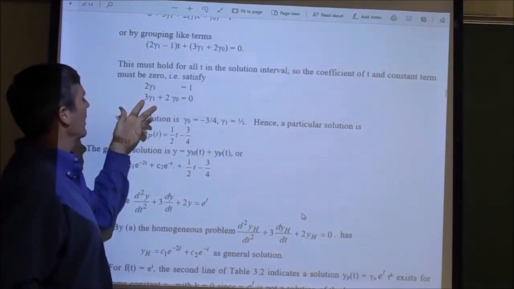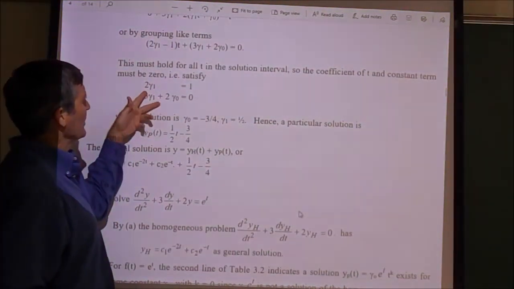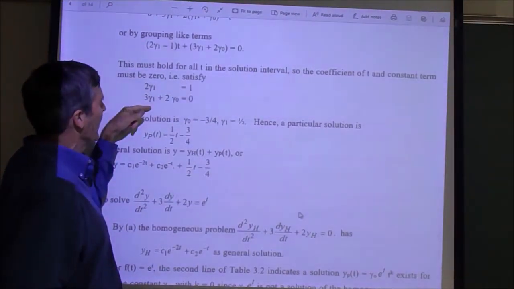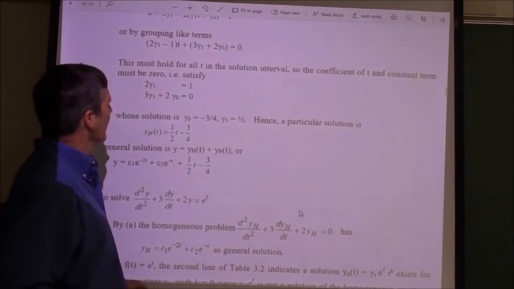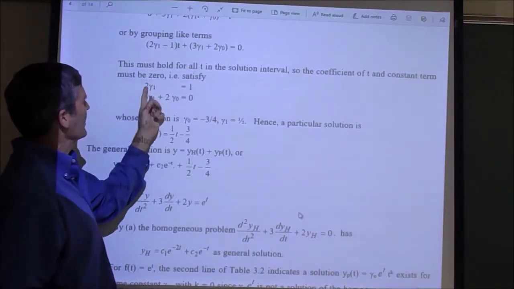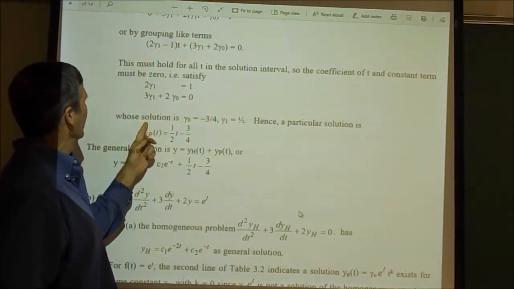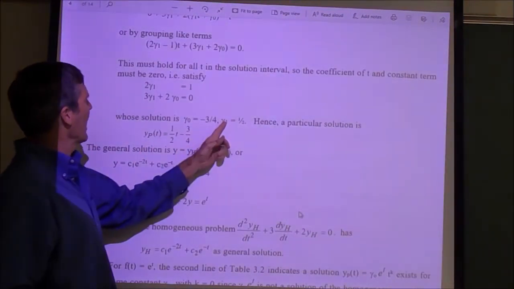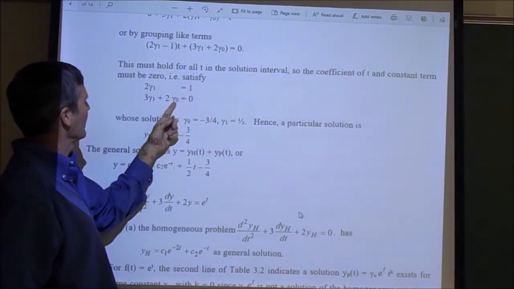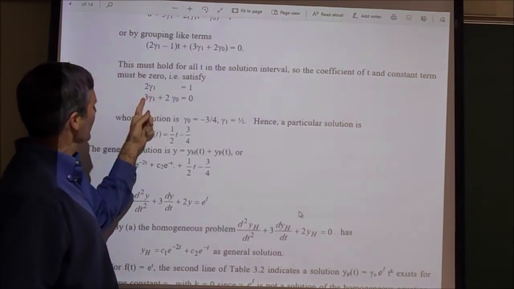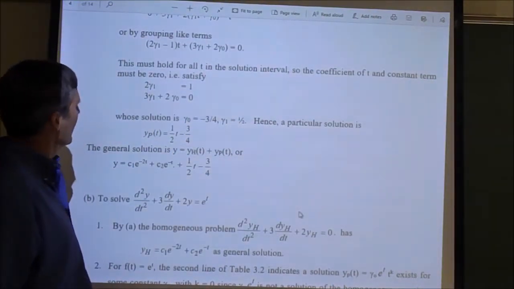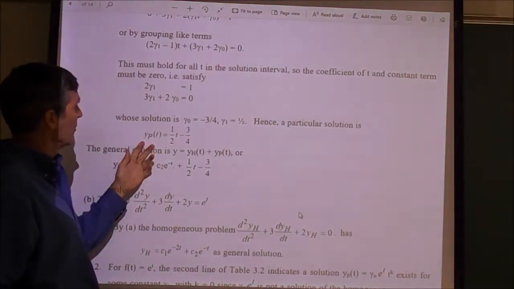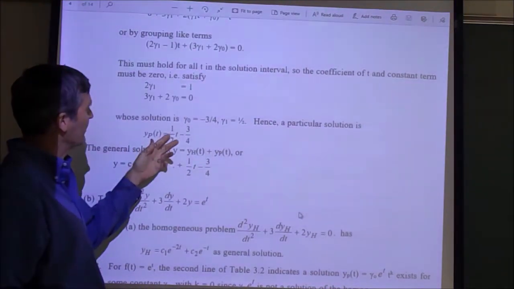This is easy to solve, right? Actually, what you do for these in general is add a multiple of one to the other to get rid of a coefficient, and then you can solve for the one that's left. But in this case, we've already got it. We just divide this one by 2, and we get gamma 1 equals a half, and then we can plug it into the other equation. Here, 3 halves plus 2 gamma 0 equals 0, and we find gamma 0 is minus 3/4. Evidently, a particular solution will occur when y_p is 1/2 t minus 3/4.